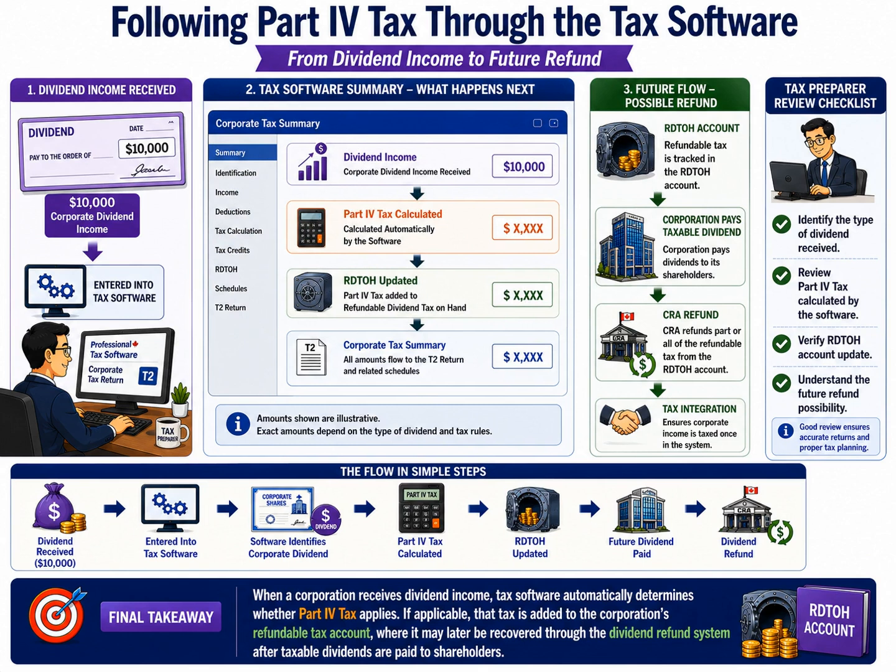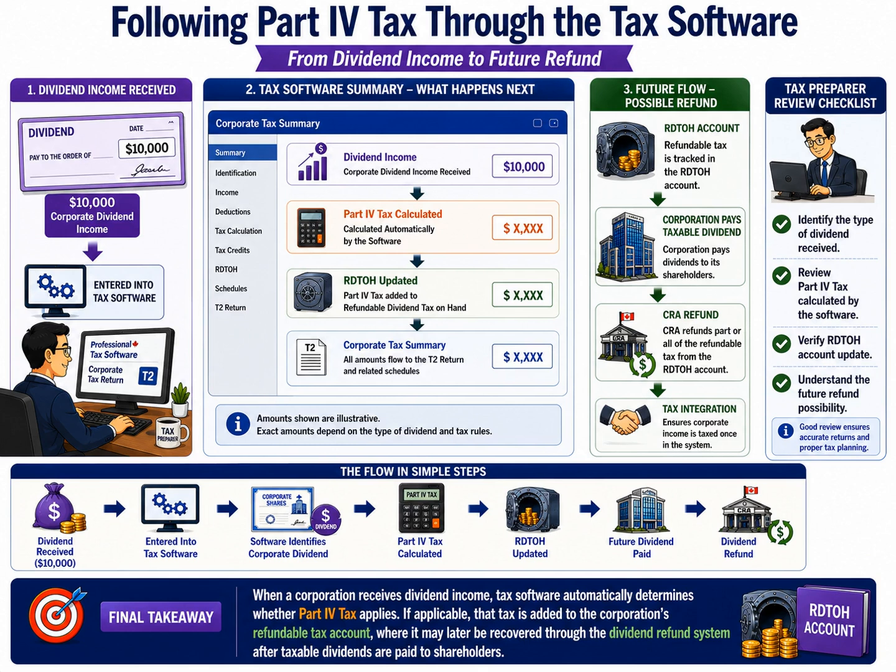Instead of simply being paid and forgotten, the amount is added to the corporation's Refundable Dividend Tax on Hand, or RDTOH, account. Think of the RDTOH account as a storage account for refundable tax. Every time refundable tax, such as Part 4 tax, is created, the balance in this account increases. At this stage, no refund has been received yet. The refundable tax simply remains in the RDTOH account, waiting for the next important event.